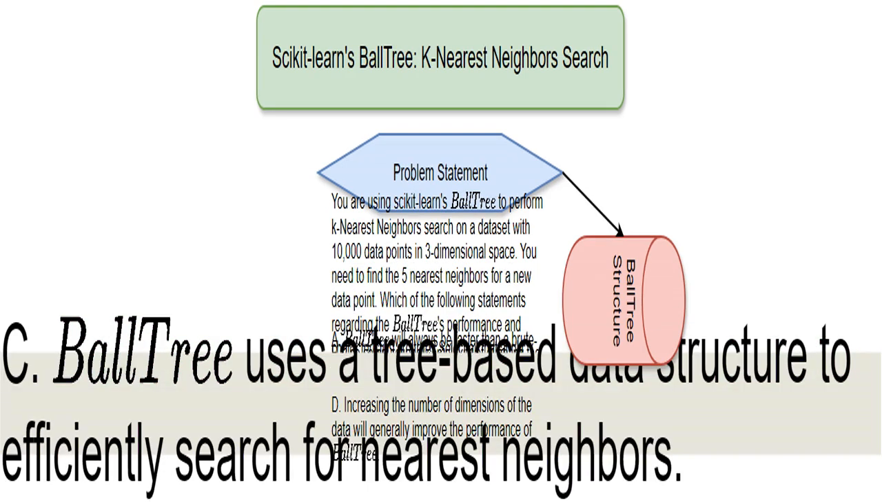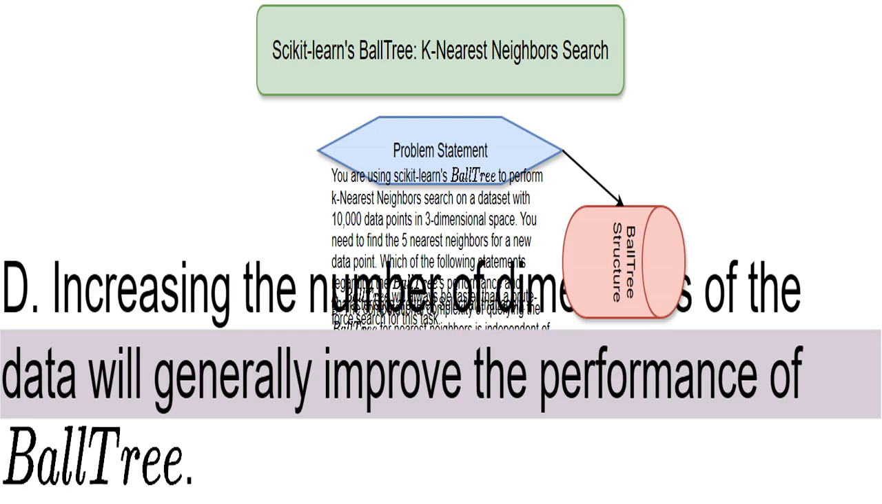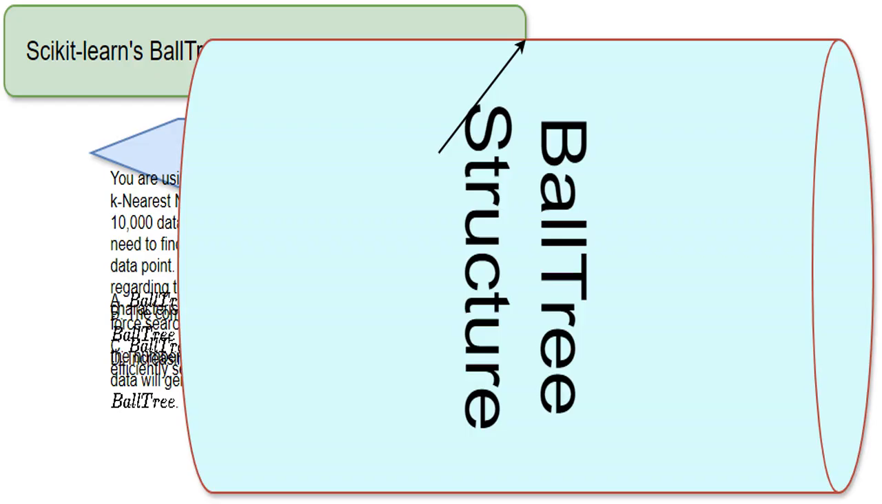Statement C is factual. BallTree uses a tree to organize data for efficient searching. It's a core design feature. Statement D explores BallTree's performance with increased data dimensions. Does adding more dimensions help or hurt efficiency? The curse of dimensionality plays a role here. This is a title hinting at the underlying data structure. The efficiency of BallTree depends heavily on how this structure is designed and organized.